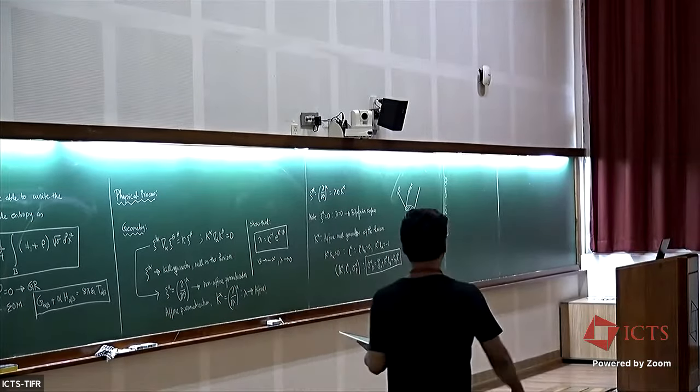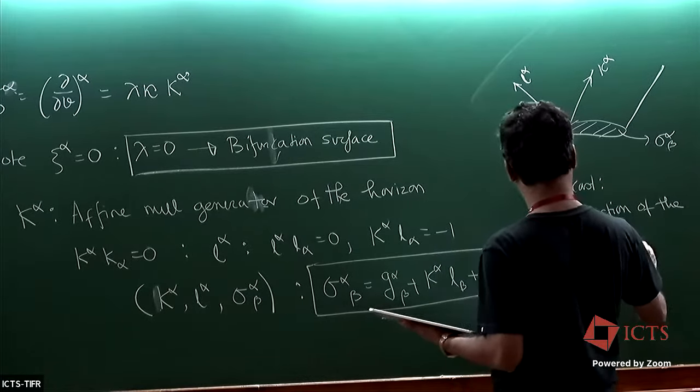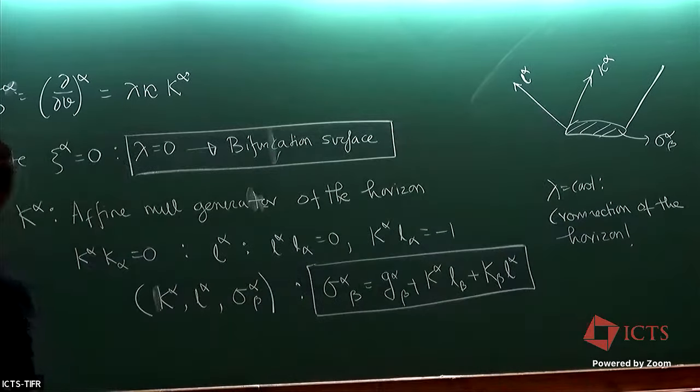So each time lambda equal to constant, these are cross sections of the horizon. This is the geometry to begin with. Now what will we do? We will put up an object. One central equation will be very, very important.